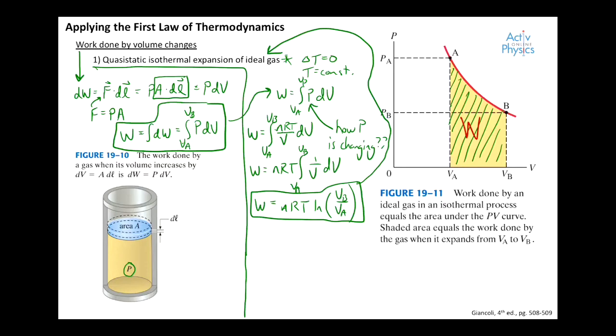If it were going the other direction, we would say it's the exact same amount because it's the same area. It's just negative in the sense that the piston is doing work on the gas instead of the gas doing work on the piston.